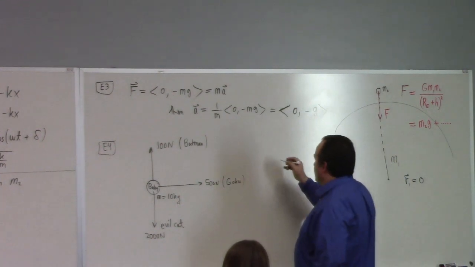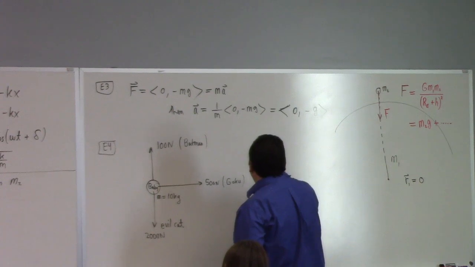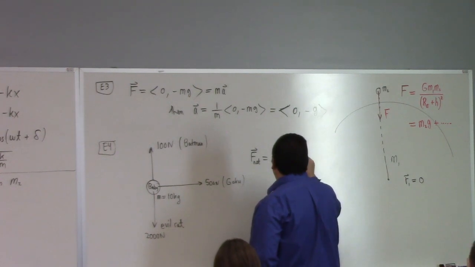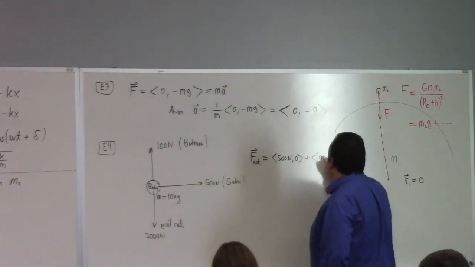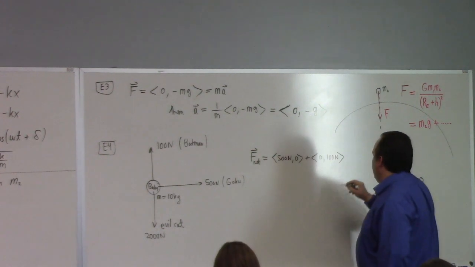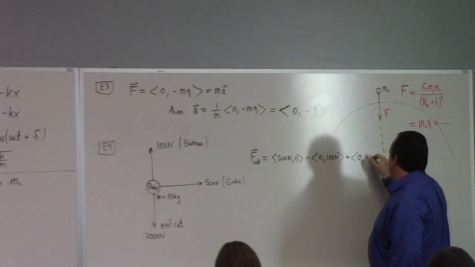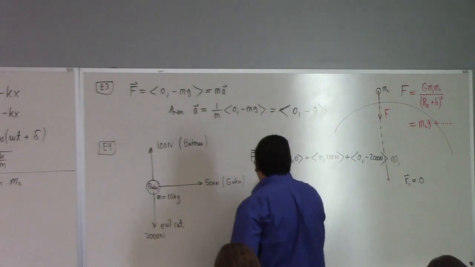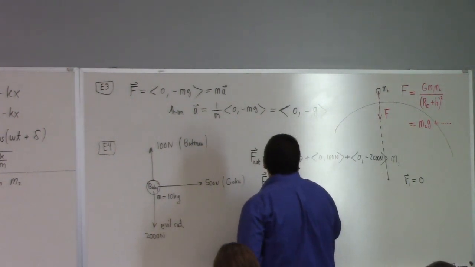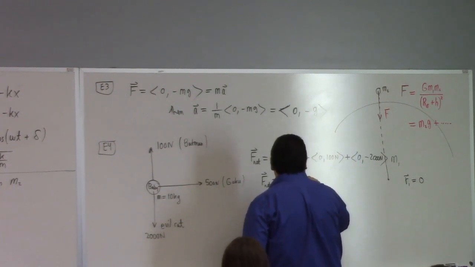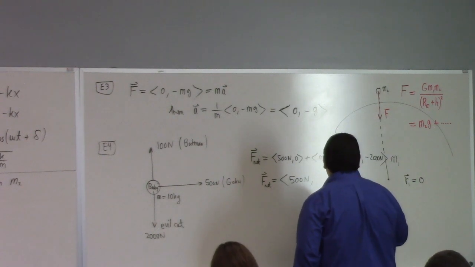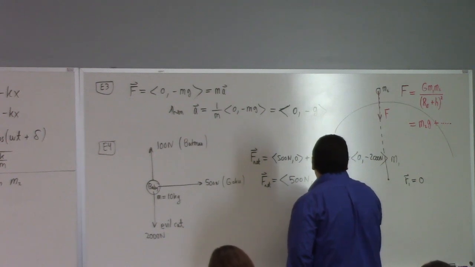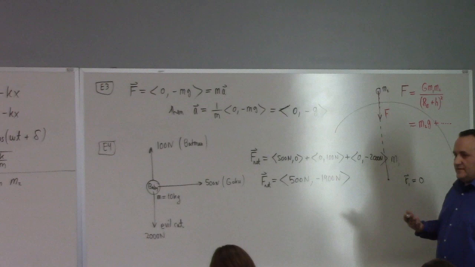So here we go. What's the net force? We've got 500 newtons from Mr. Goku there, and then 0, 100 newtons from the Batman, and then 0, -2,000 from the evil cat. So the net force on the baby apparently is 500, -1,900 newtons. There you go. That's the net force.